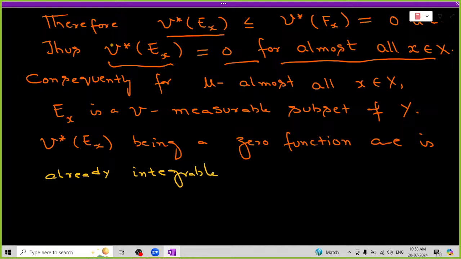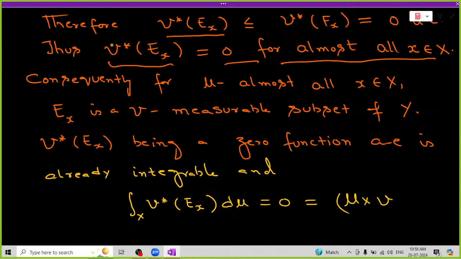Now we come to the integration part. Integrable, and what will be the integral? The integral over x of nu star of E sub x will be 0 because the function is 0 almost everywhere, and 0 is the same as mu cross nu star of E, because in this case E is a null set. So again we have proved the theorem in this case. In this case also it is done.